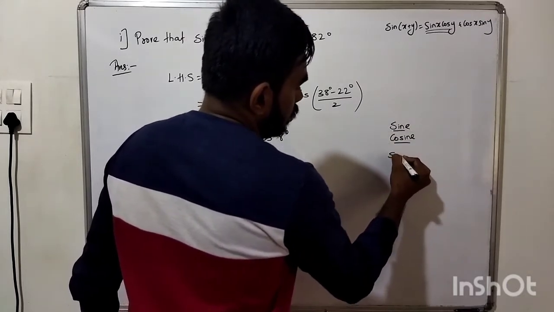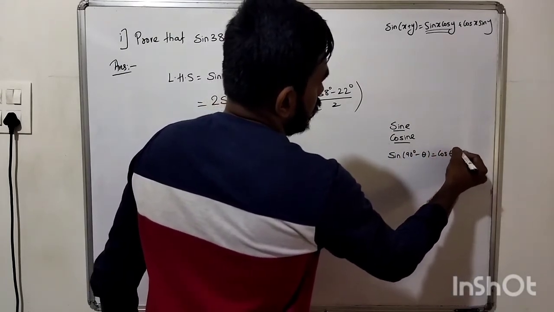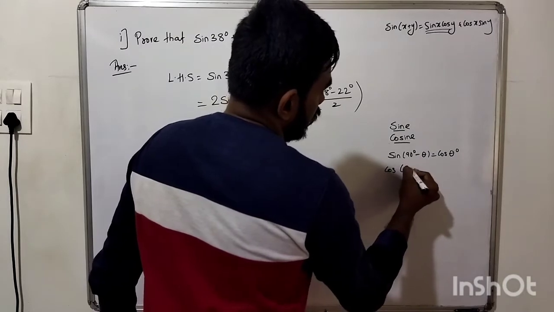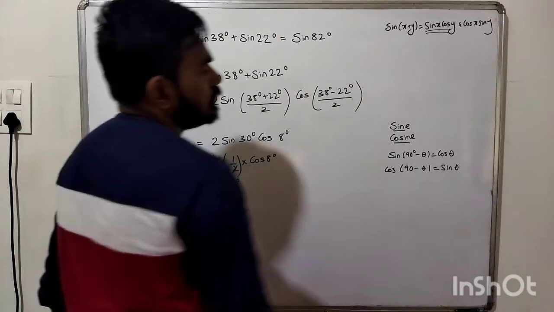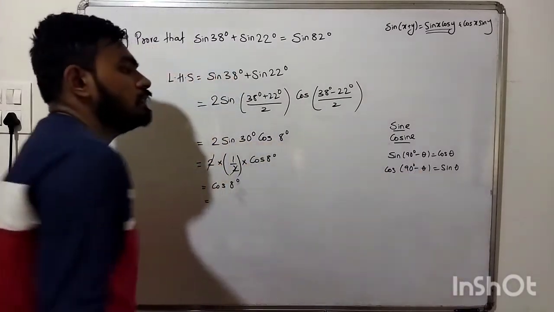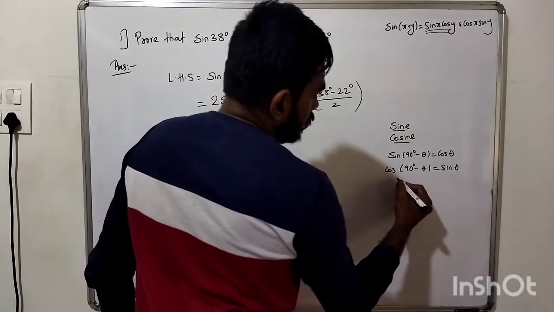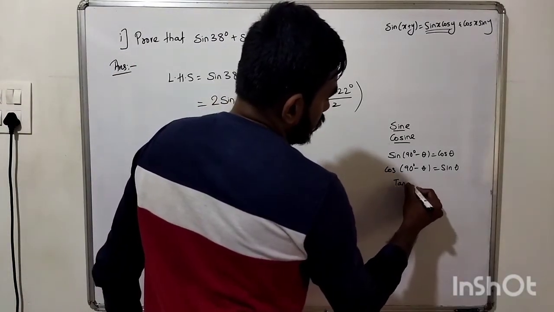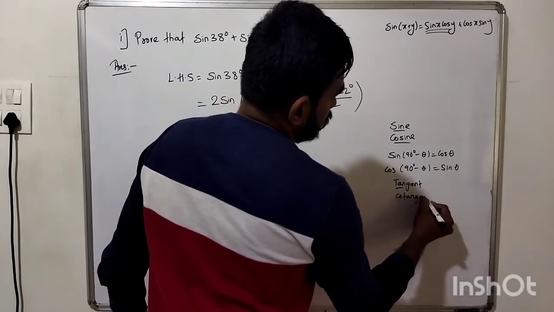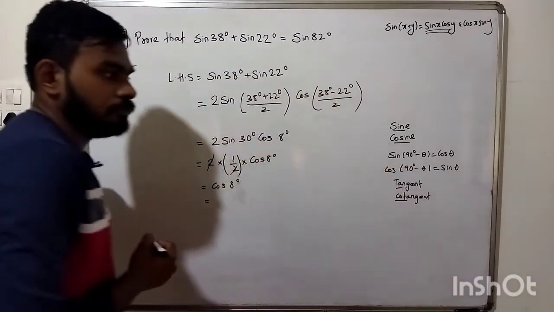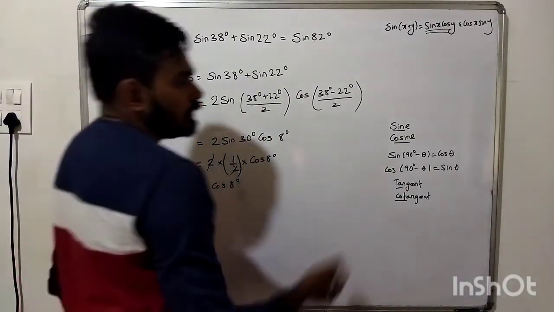So sine of 90 minus theta is cos theta, okay? And cos of 90 minus theta is sin theta, correct? Sine of 90 minus theta is cos theta, and cos of 90 minus theta is sin theta. Similarly, this formula holds for tan and cot, tangent, that is tan, and cotangent, that is cot, okay? Tan of 90 minus theta is cot theta, cot of 90 minus theta is tan theta.